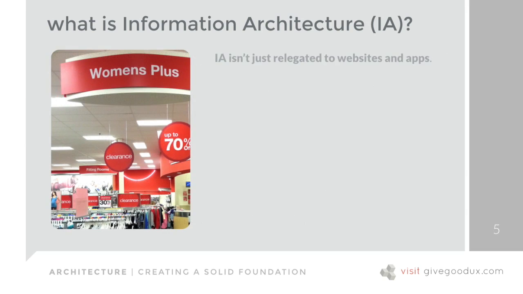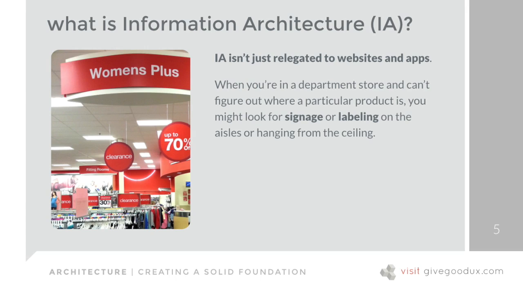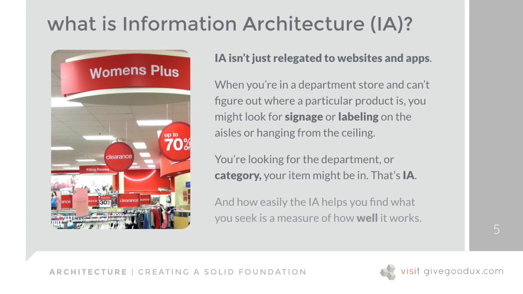It's important to note here that IA is not just relegated to websites and apps. Okay, it's bigger than that. And there are plenty of examples that exist in the real world. When you're in a department store, right, and you can't figure out where a particular product is, you might look for signage or labeling on the aisles, hanging from the ceiling, wherever it may be, right? If you're in Target, you see things like this. Even things like clearance or the sale, signs up to 70% off, that's wayfinding. That points your way to things that you might be interested in, okay? You're looking for the department, the category that your item might be in. That is IA. And how easily that IA helps you find what you seek is a measure of how well it works.